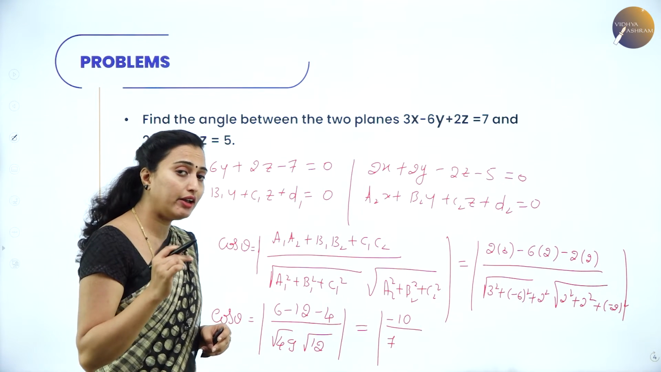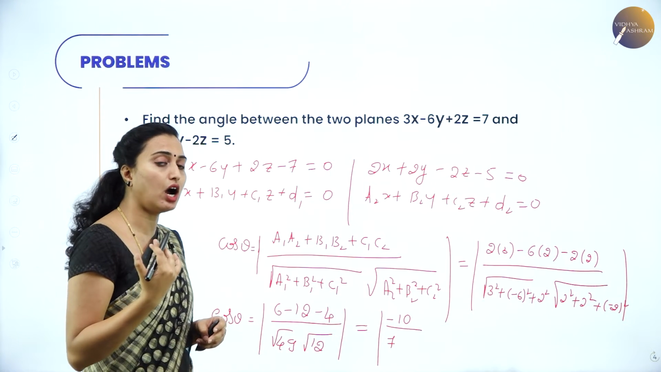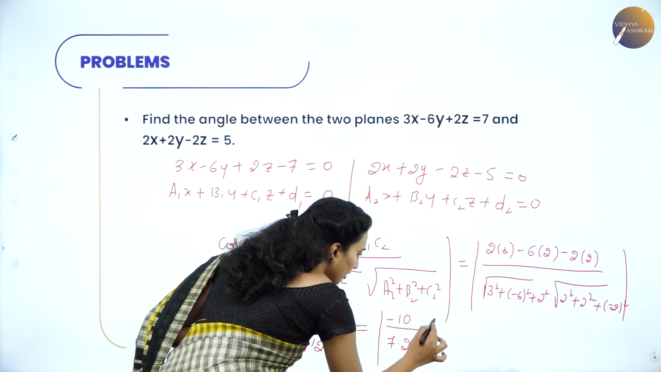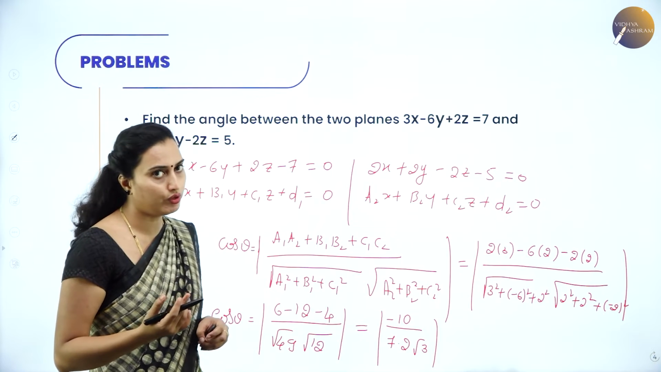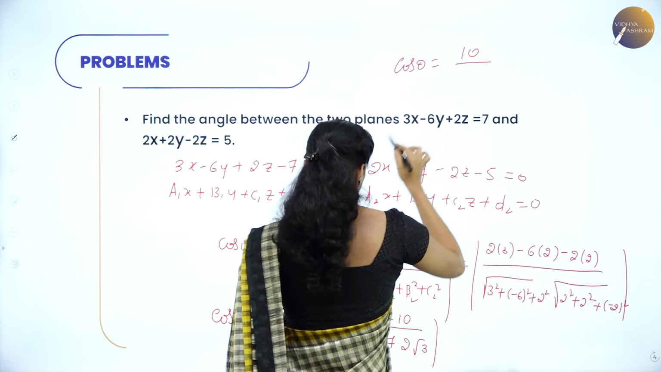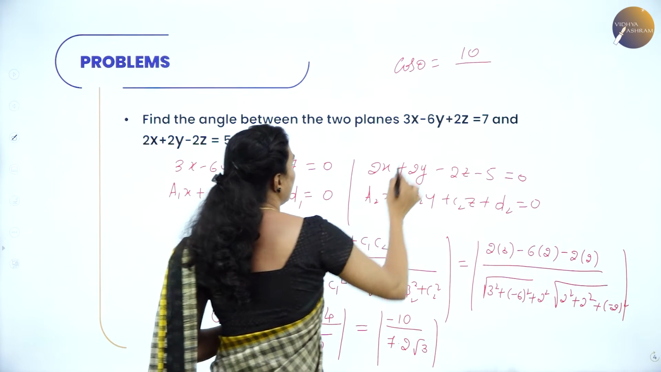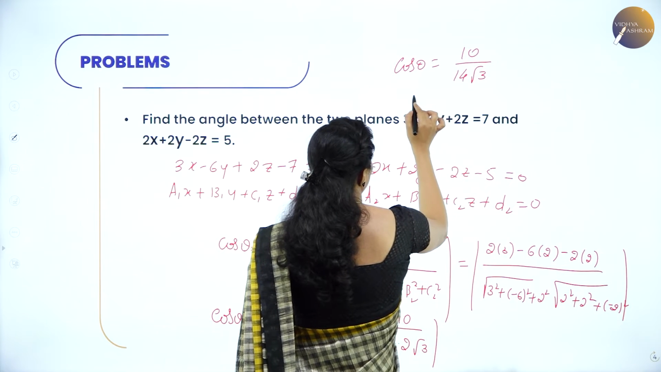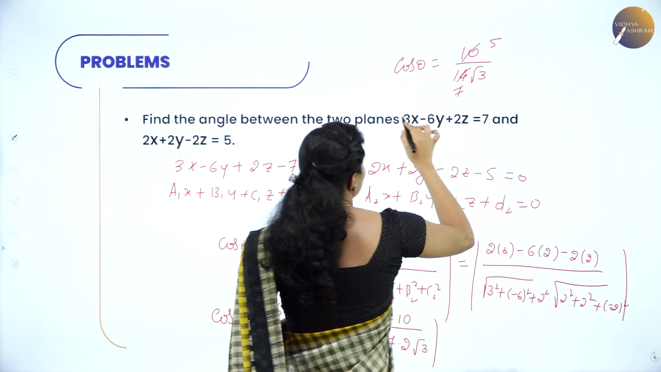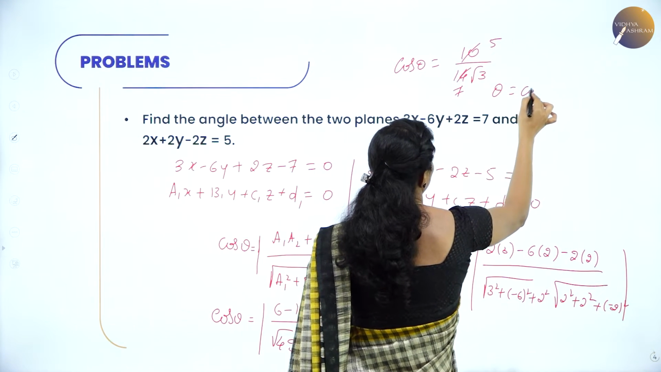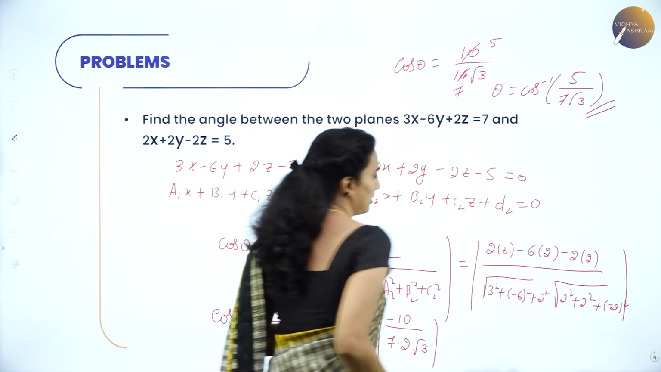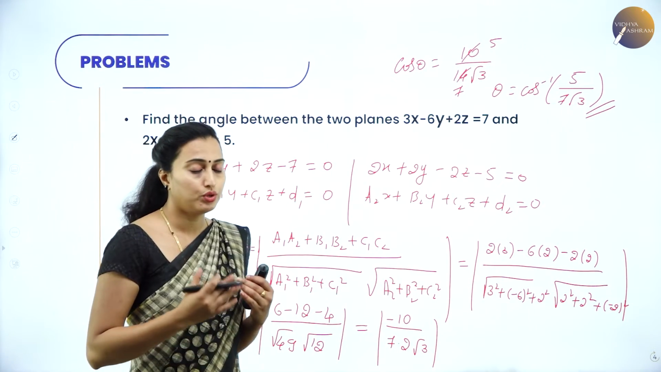You can write 12 as 4 into 3; taking 4 outside the square root, it becomes 2 root 3. So 7 2s are 14, and cos theta equals 10 divided by 14 root 3. Cancelling, 2 5s are 10, 2 7s are 14. Therefore theta equals cos inverse of 5 divided by 7 root 3, which is your answer by the Cartesian method. So you understood this method.